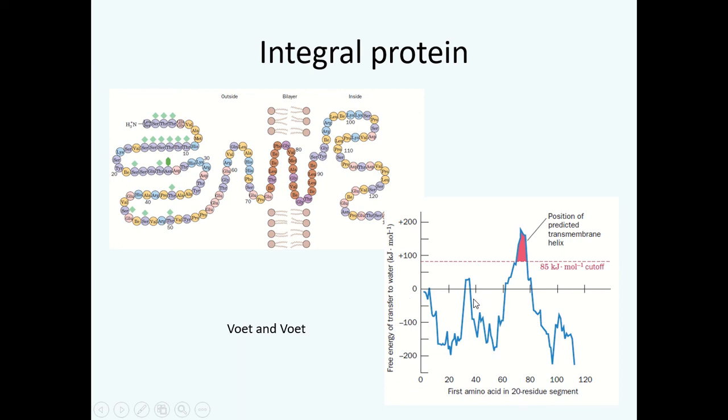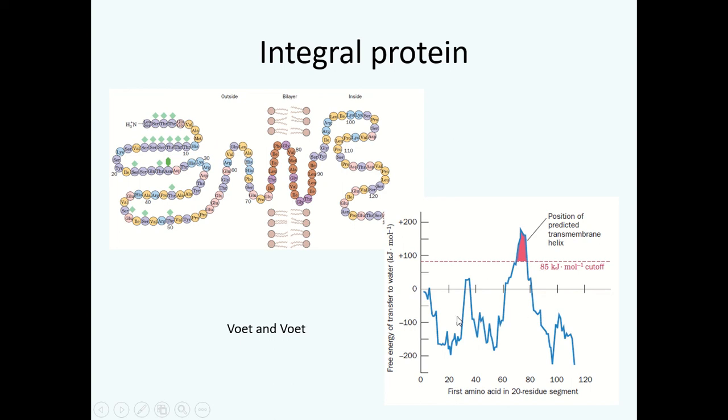In this graph represented on the right, a window of 20 amino acids is plotted on the x-axis, and the free energy of transfer from the membrane to water is shown on the y-axis. So we plot this change of free energy in terms of a window of 20 amino acids. On the x-axis, the first amino acid of the window is represented. We see that this entire portion of the protein, up to around 70 amino acids, is present outside of the membrane, and hence contains more hydrophilic amino acids.